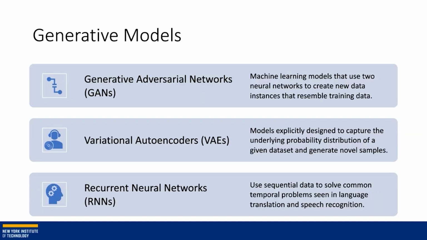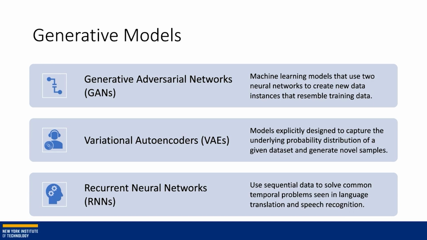For generative models, there's three different types. There's generative adversarial networks, GANs. There's variational autoencoders, VAEs, and then there's recurrent neural networks, RNNs. GANs are machine learning models that use two different types of neural networks to create new data instances that resemble training data. So it takes training from here, and it creates the information.